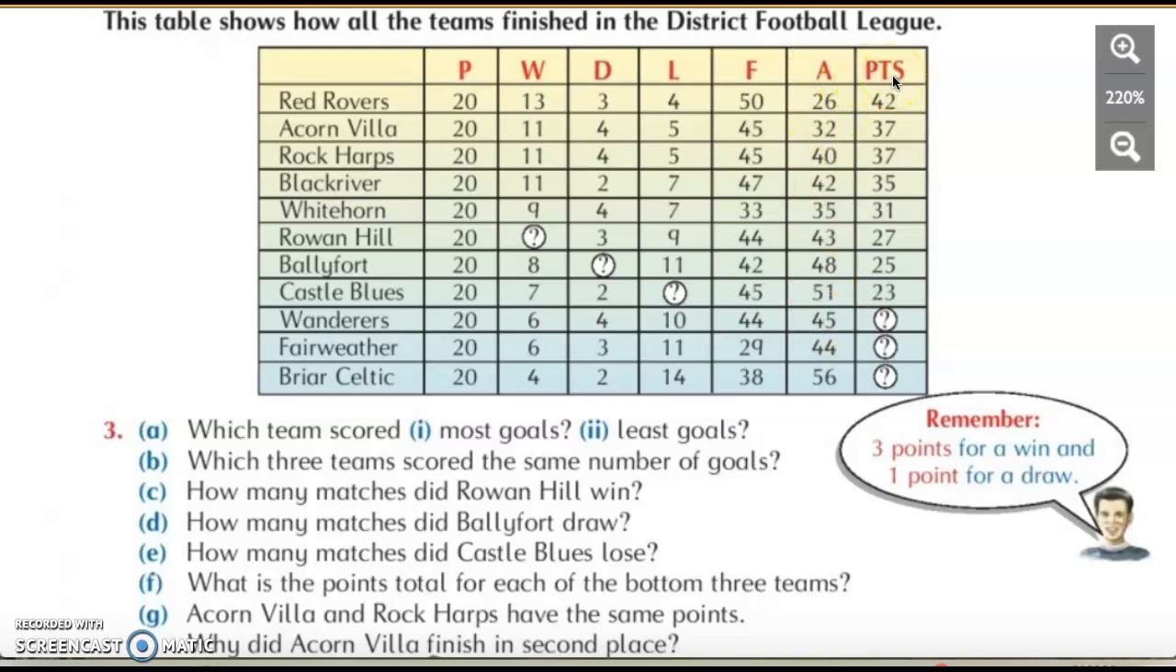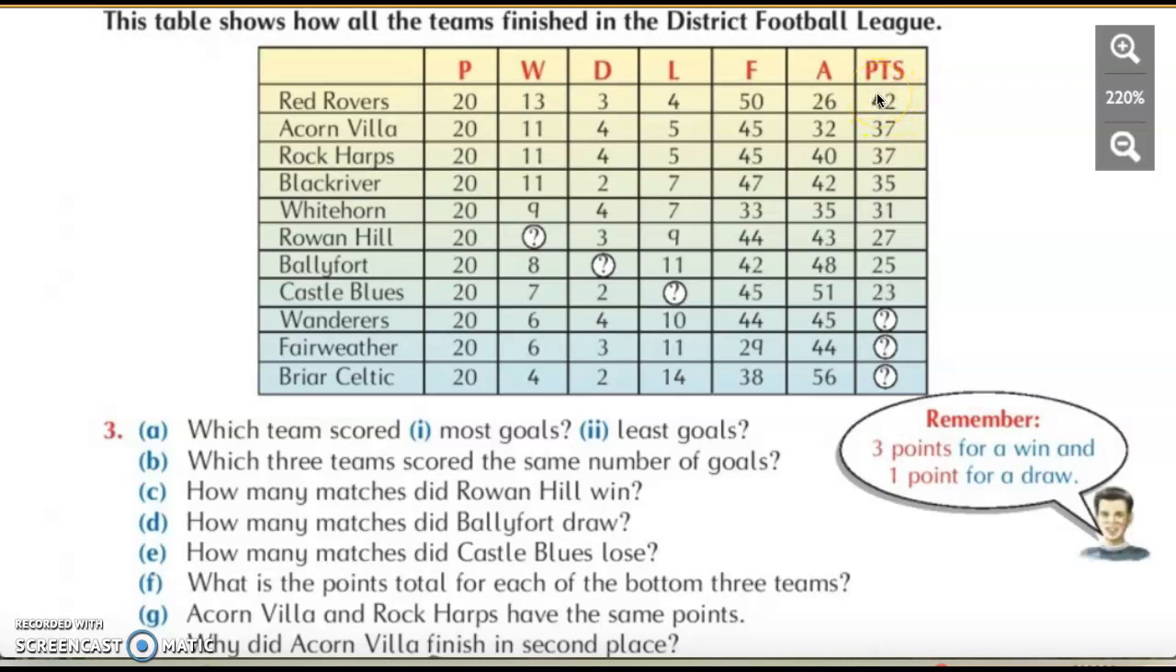PTS is for points, the amount of points each team had at the end of the season. This shows us where each team comes: first team, second team, third team, fourth team, all the way down to the last team. The team with the most points at the end of the season wins the league. So Red Rovers had 42 points, so they won.